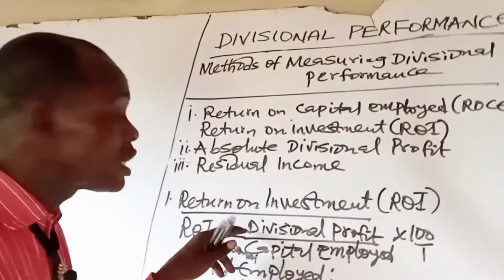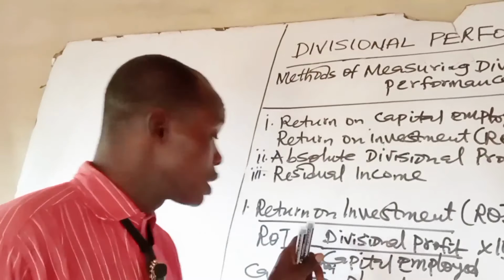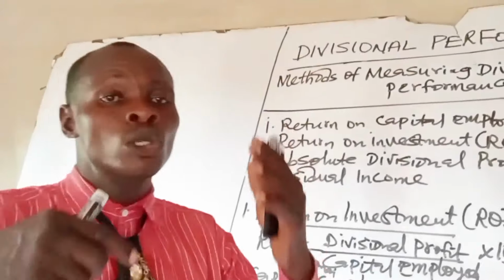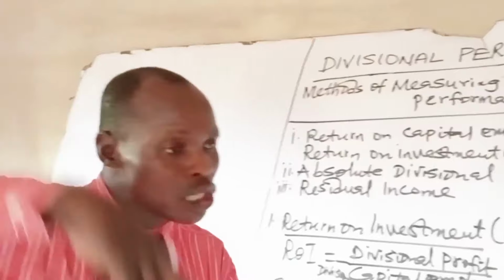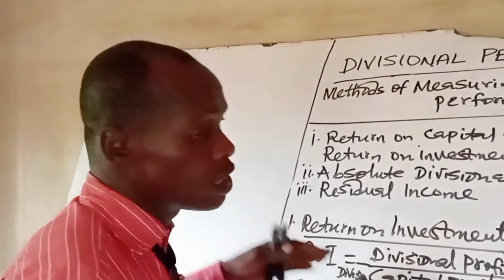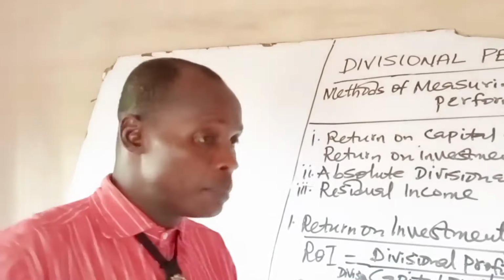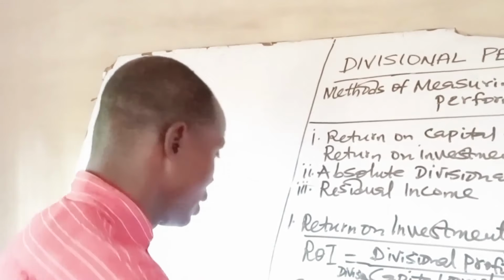But in most cases, accounting profit is used. In most cases, your numerator will use accounting profit. Profit is usually measured as an accounting profit after the deduction of depreciation charge on non-current asset. The accounting profit after depreciation on non-current asset has been deducted. That is the divisional profit.